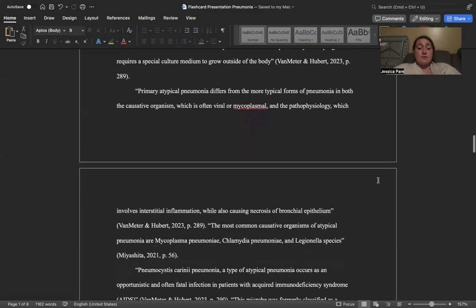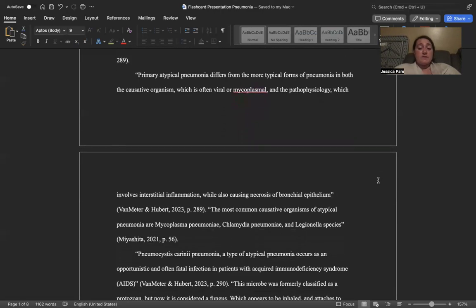Primary atypical pneumonia differs from the more typical forms of pneumonia in both the causative organism, which is often viral or mycoplasmal, and the pathophysiology, which involves interstitial inflammation, while also causing necrosis of bronchial epithelium. The most common causative organisms of atypical pneumonia are Mycoplasma pneumoniae, Chlamydia pneumoniae, and Legionella species.